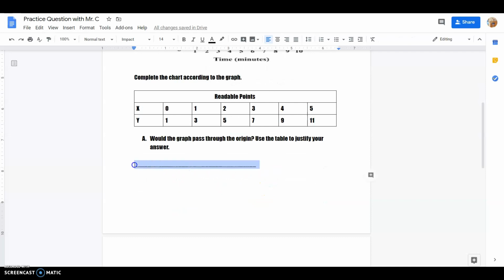So when you answer this question, this line does not pass through 0, 0.